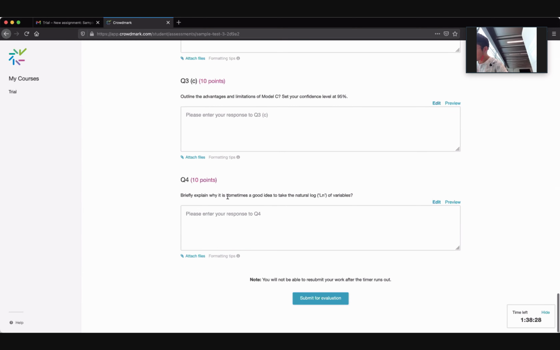Briefly explain why it is sometimes a good idea to take the natural log of variables. I think this is very straightforward, so you can just check my lecture notes. I have listed at least three or four motivations for taking log. And also you can mention economic theory, diminishing returns, and if you want to measure elasticity, which we have mentioned in economics. For advertising, you can see it's a very clear idea of how you can trade off the expenditure on advertising and your weekly sales.